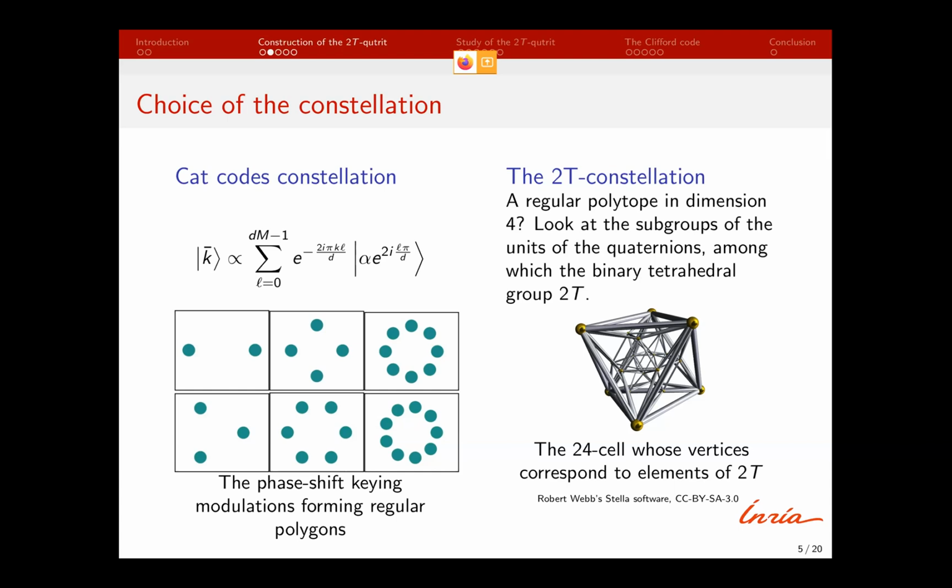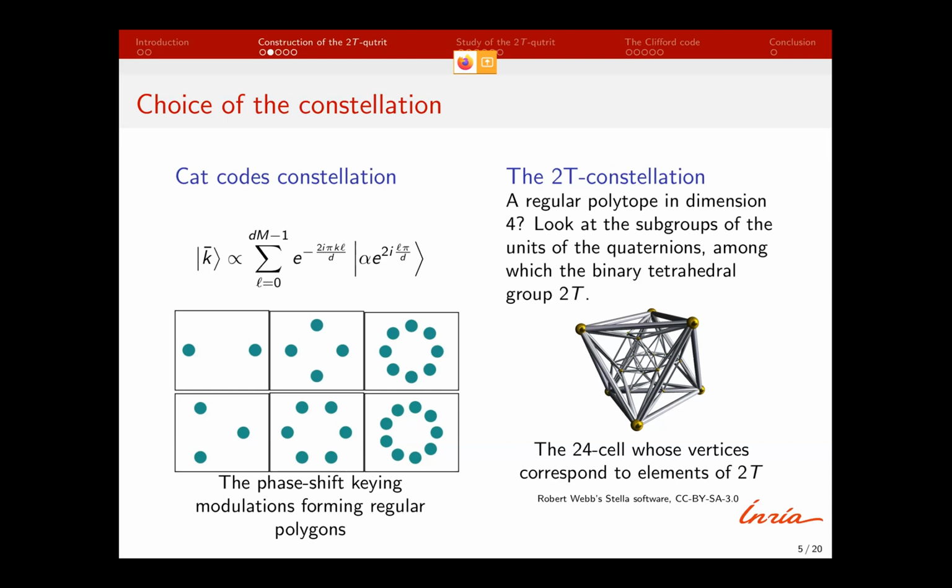And to do that, we took inspiration from the CAT codes. So the logical states of CAT codes are obtained as superpositions of coherent states lying on a circle in phase space. And so they form these sort of regular polygons in phase space. For 2 modes, instead of having 2 dimensions for the 2 quadratures, we have 4 dimensions. And so we wanted to look at a regular 4-dimensional polytope.